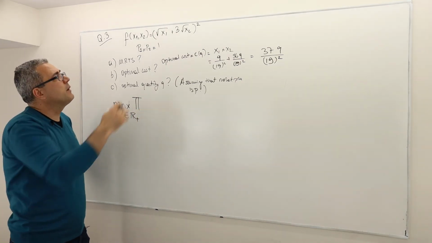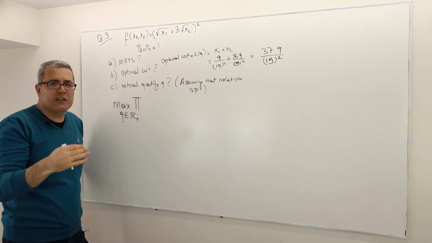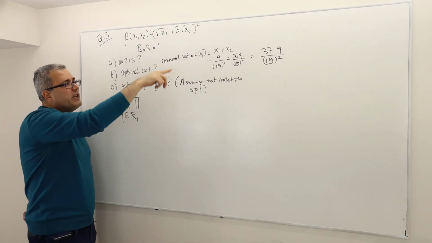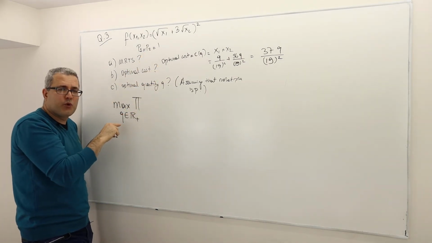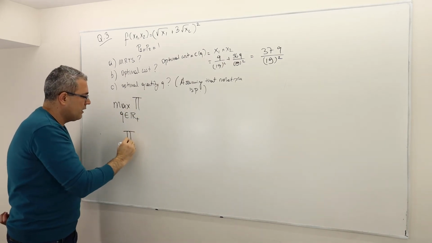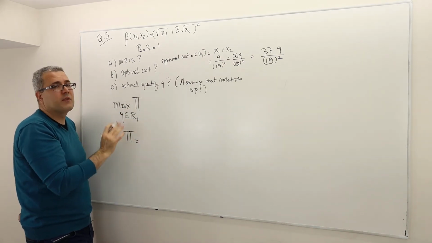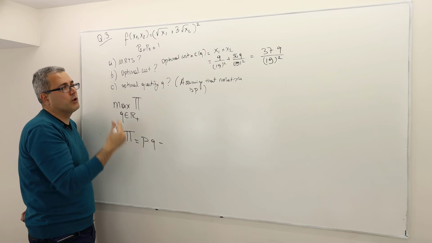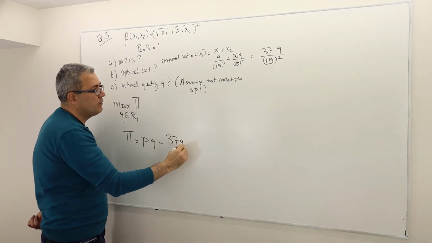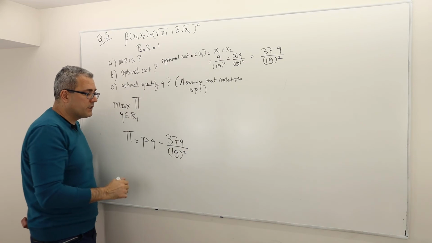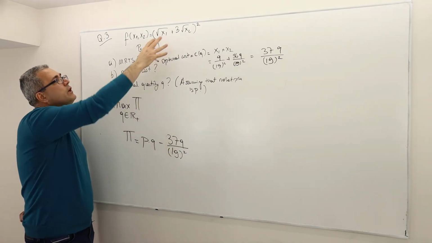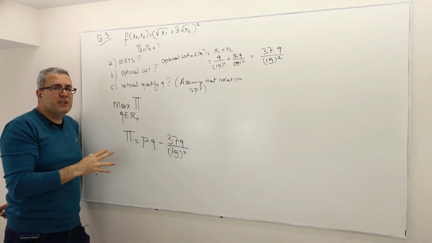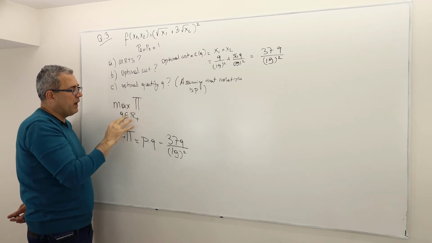Not really, because my technology is no longer a constraint. Why not? Well, because I already incorporated this constraint into my profit function. What is my profit function? My profit function is the following. Revenue minus cost. What is revenue? Price times quantity. All right, minus cost. What is my cost? It's 37Q divided by 19 square. So this cost already incorporates my production function. So therefore, your optimization problem is just maximize pi by choosing Q.